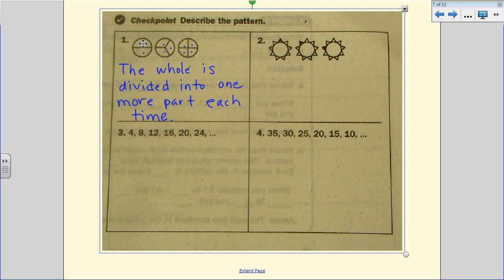I'm talking about complete sentences, complete ideas. Could we have worded this a little bit differently? Yeah, the number of fractional pieces is 1 more each time. We're all going to have some different wording in there, but I want you to focus on describing the pattern using good words and using complete sentences.